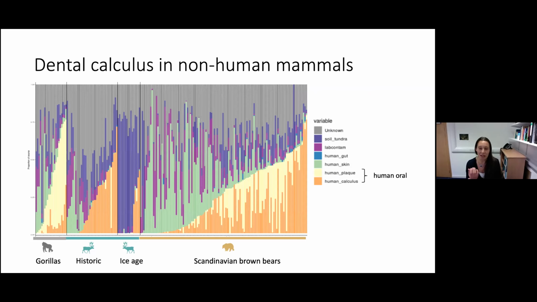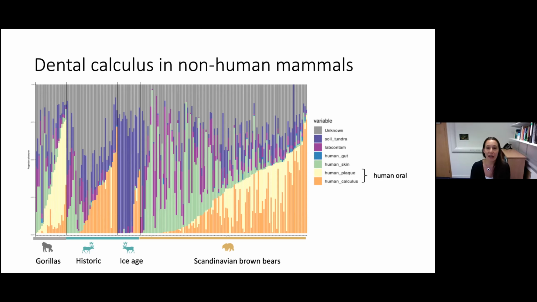So we performed shotgun sequencing and tried to partition this community of microorganisms from the deposit into different sources. This is an approach that takes the microbial community and, looking at its composition, tries to say which of the provided sources it is most similar to. So we decided to compare it to human plaque and calculus, shown in orange and yellow, because this is a microbial community that is really well described. And it's an oral community, which is what we're interested in.